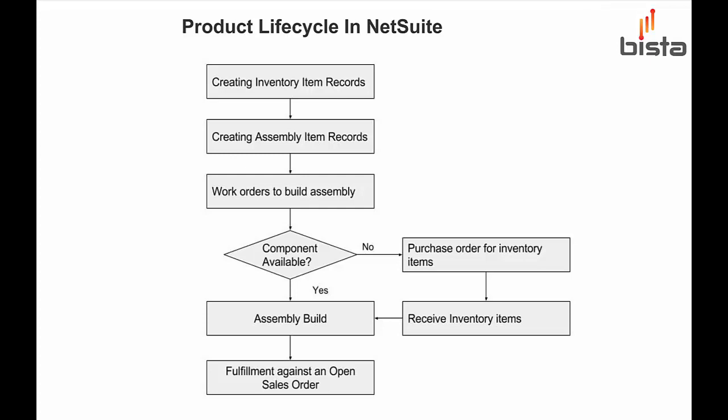Work orders are entered to track the production of assembly items needed either to stock or to fill open orders. Once the work order is entered and we have its component items available to manufacture the assembly item, it is built using the assembly build transaction. Else, we will first have to enter the purchase order, receive the inventory, and then build the assembly.